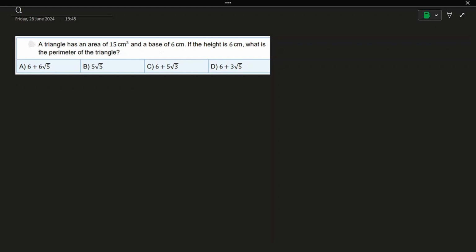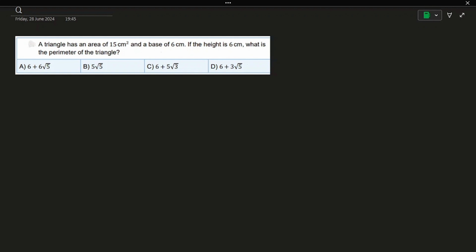A triangle has an area of 15 square centimeters and a base of 6 centimeters. If the height is 6 centimeters, what is the perimeter of the triangle? Right. So I feel like they gave us the area here just to confuse us, and we are not necessarily going to use the area.